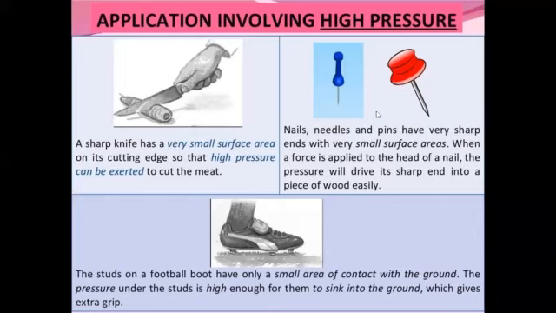Needles, nails and pins have very sharp ends with very small surface areas. When a force is applied to the head of the nail, the pressure will drive its sharp end into a piece of wood easily. If the nail is not sharp, what happens? It will become difficult to push it into the wall. Okay, next one. The studs on a football boot have only a small area of contact with the ground.